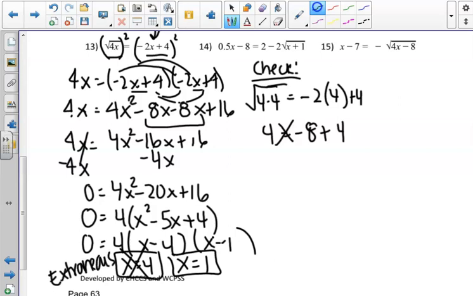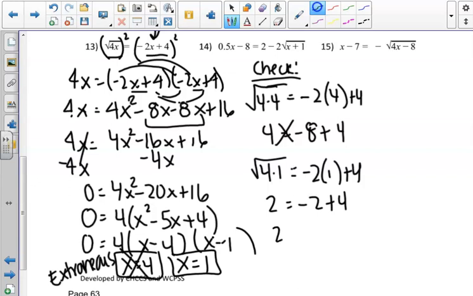Let's try x is 1. The square root of 4 times 1 needs to equal -2 times 1 plus 4. The square root of 4 is 2, so 2 needs to equal -2 plus 4, and it does. So therefore, my only solution in this case is x equals 1.